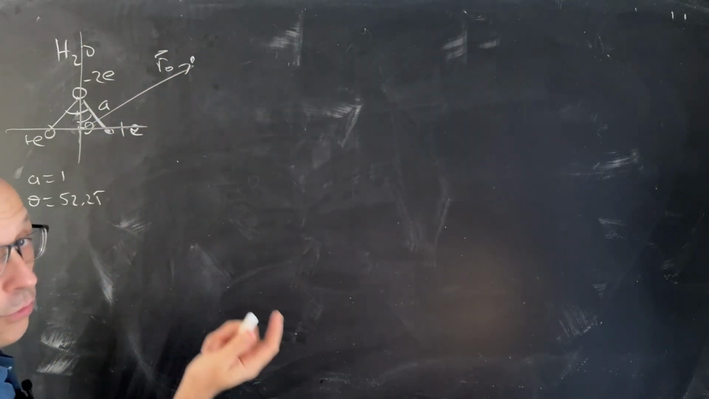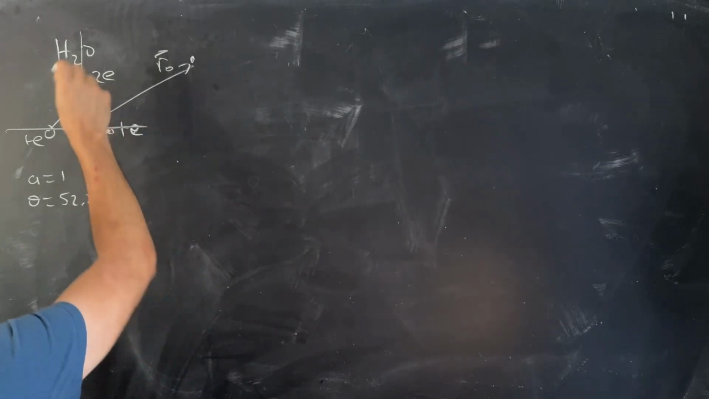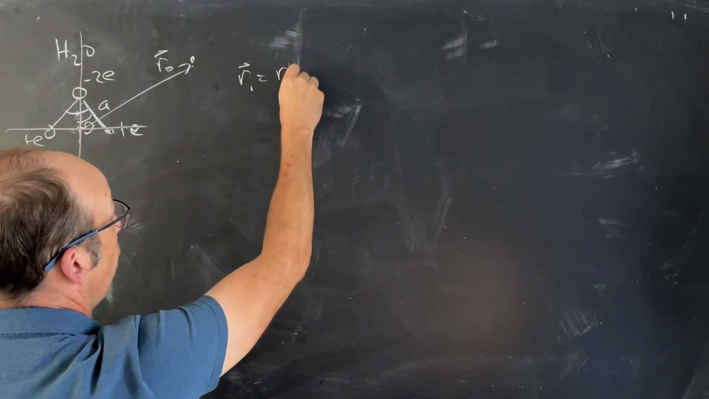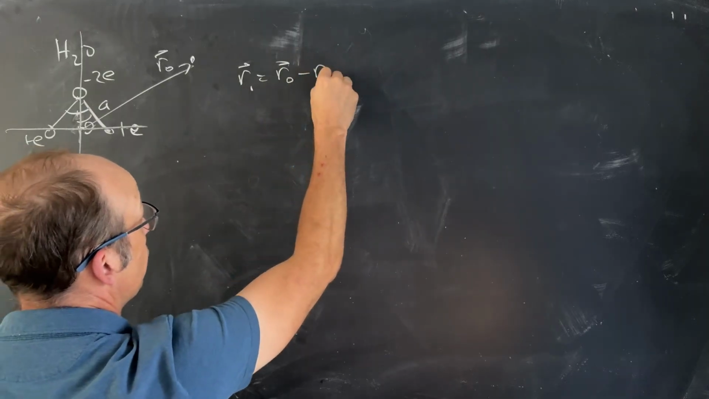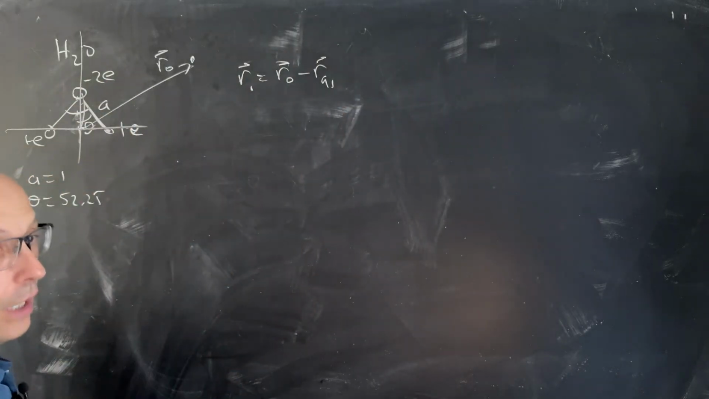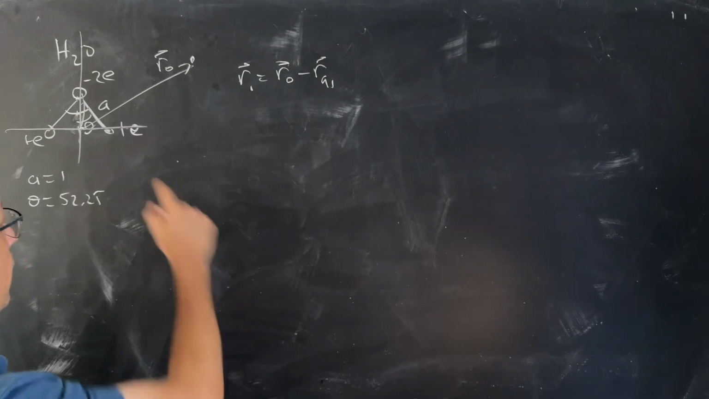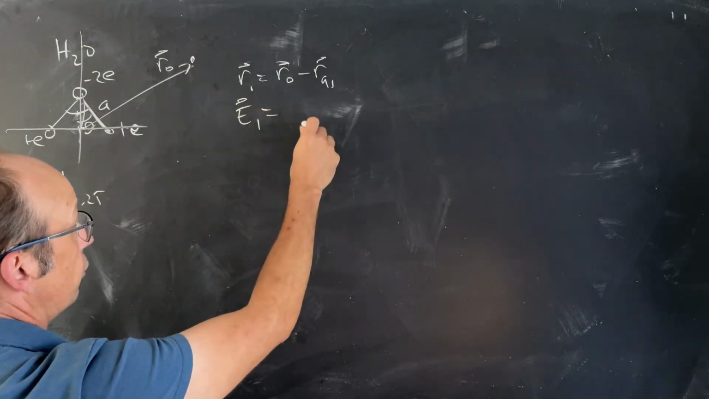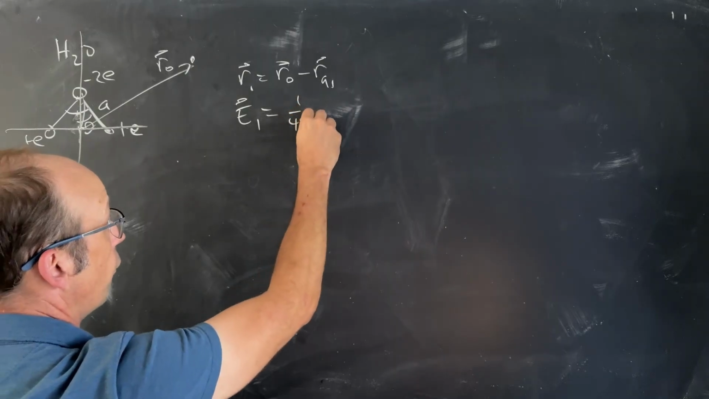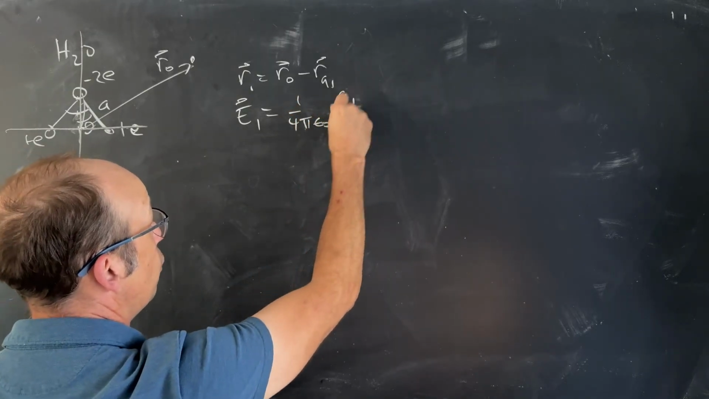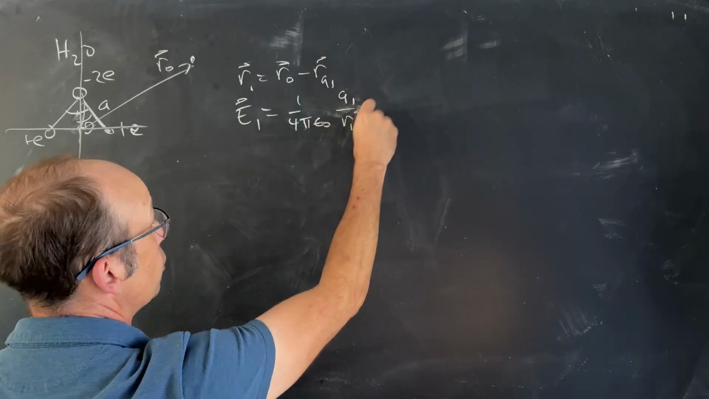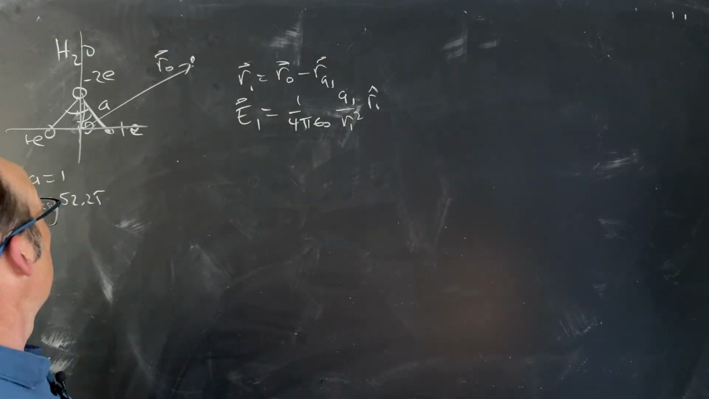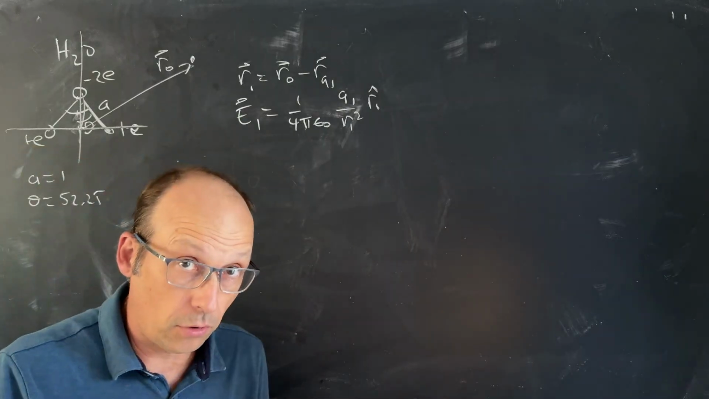The first thing I need to do is find the vector locating each charge. R1 is going to be R0, the observation location, minus R_Q1. So this is the vector locating our charge Q1. Each one of them has its own vector. Then the electric field due to that one charge is just the electric field due to a point charge, 1 over 4 pi epsilon naught, Q1 over R1 squared, R1 hat. And then I can just do that for the other two charges and add up the total electric field.